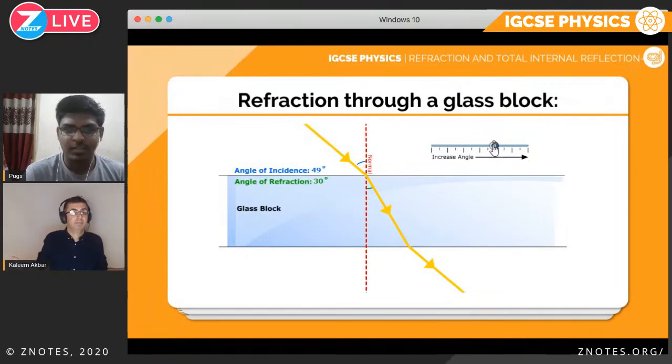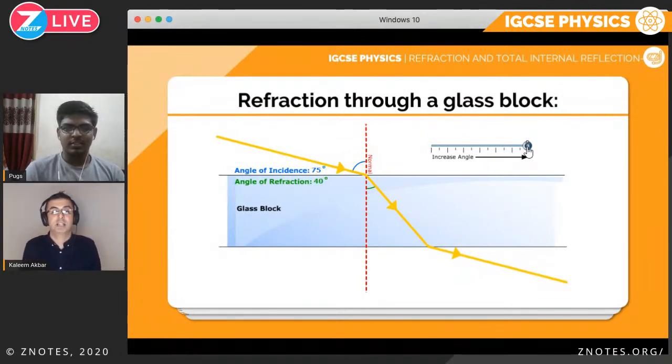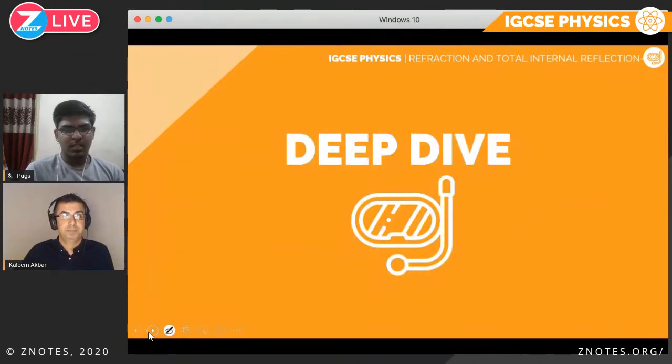Are they the same? No, they're not. Guys, the angle of incidence and the angle of reflection are the same, but the angle of incidence and the angle of refraction, when you're at an angle of any kind, are not the same. Okay, so let's keep moving on.